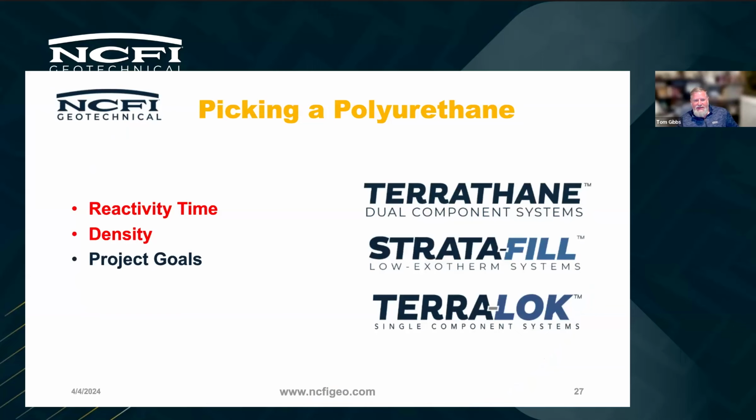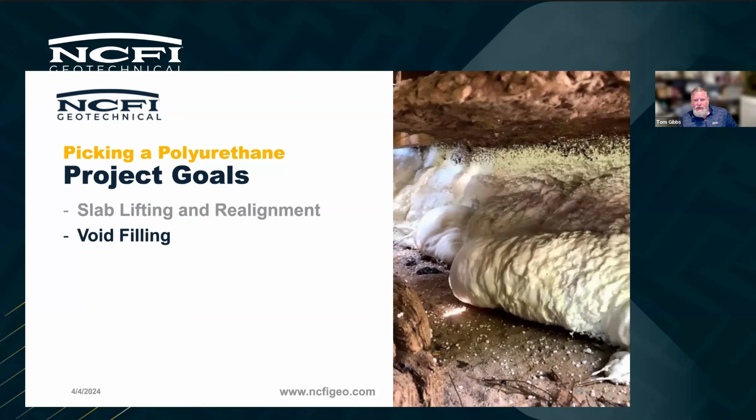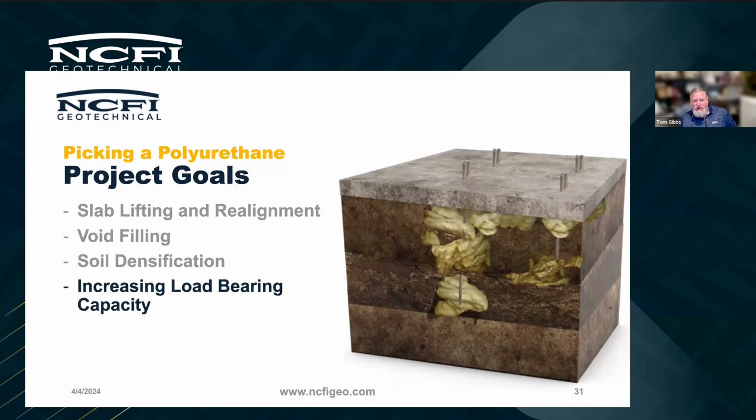So we've talked about reactivity, we've talked about density, but when picking a polyurethane, probably one of the most important things is the project goals. So what are we trying to accomplish? Are we lifting slabs and realigning them? Are we filling large voids? Are we densifying soils just to try to increase load bearing capacity?